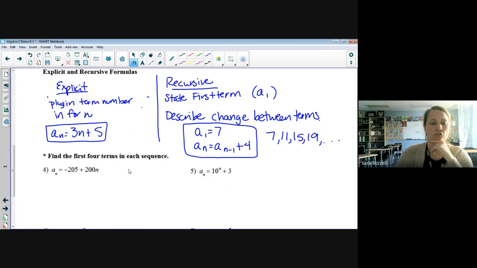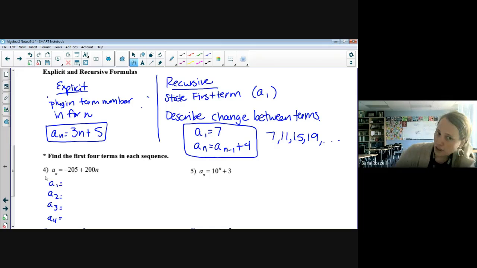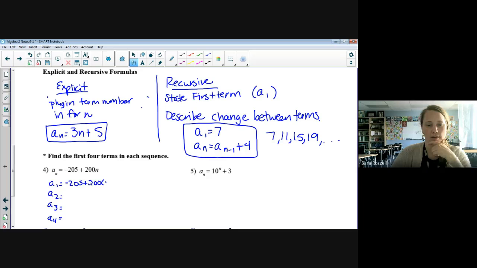So when they just give you a formula like this and they want you to find the terms, you're simply plugging in the term number you're on. So I'm going to do the first 4 terms. So I want to do a sub 1, a sub 2, a sub 3, and a sub 4. So to find my first term, I'm just going to plug in 1 for the n. It's just like evaluating a function. So -205 plus 200 times 1. And that's -5, right?